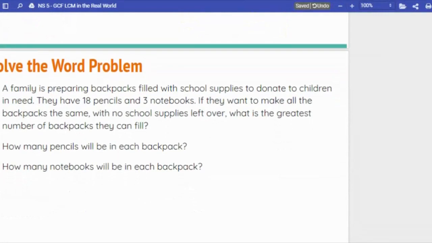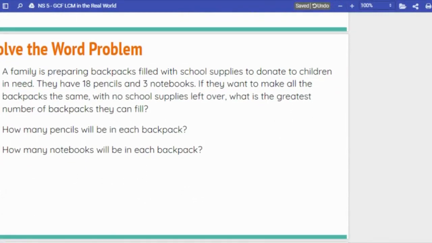Okay, let's look at this one. A family is preparing backpacks filled with school supplies to donate to children in need. They have 18 pencils and 3 notebooks. If they want to make all the backpacks the same, with no school supplies left over, what is the greatest number of backpacks they can fill?